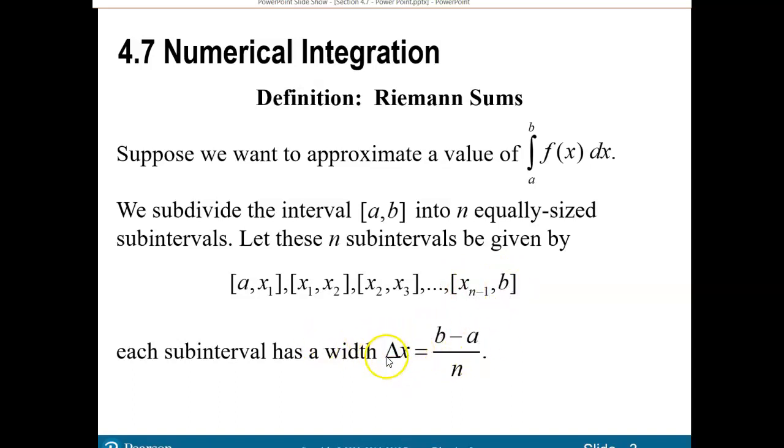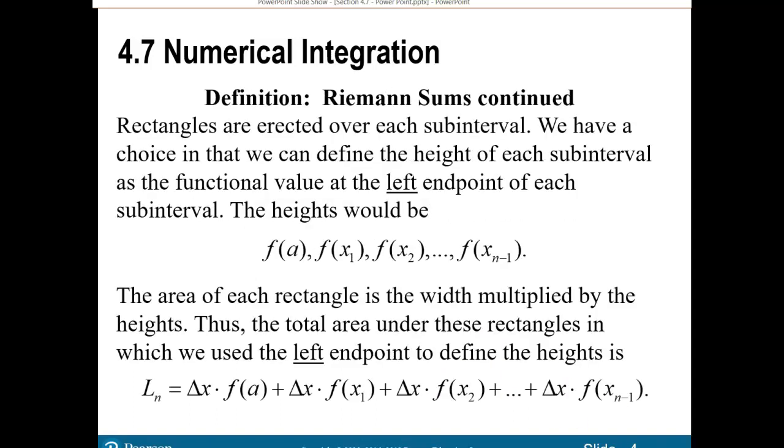This delta x, or the width of each of those, is the same as it was before: b minus a, the width of the whole thing, divided by how many pieces you're dividing it into, n. All right, so we draw these rectangles. The rectangles are erected over each subinterval, and then you have a choice. You can define the height of each subinterval by using a left endpoint value of the interval, or you could use a right endpoint value, or you can pick some other value.